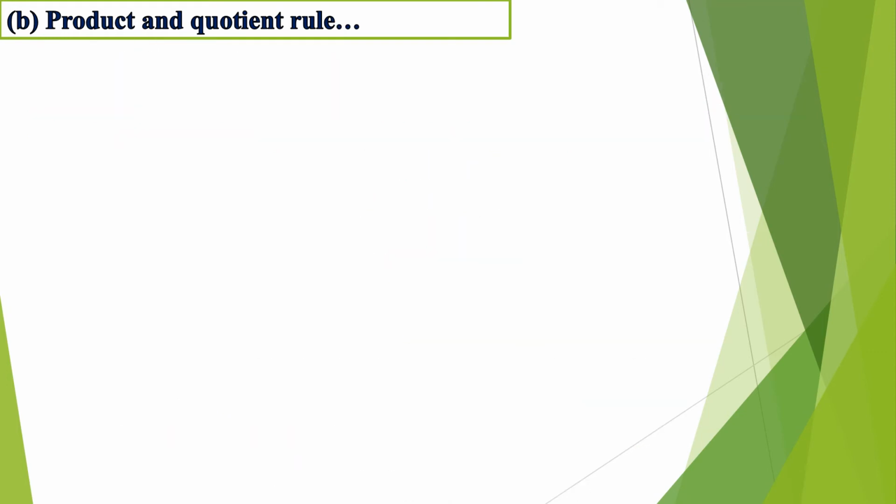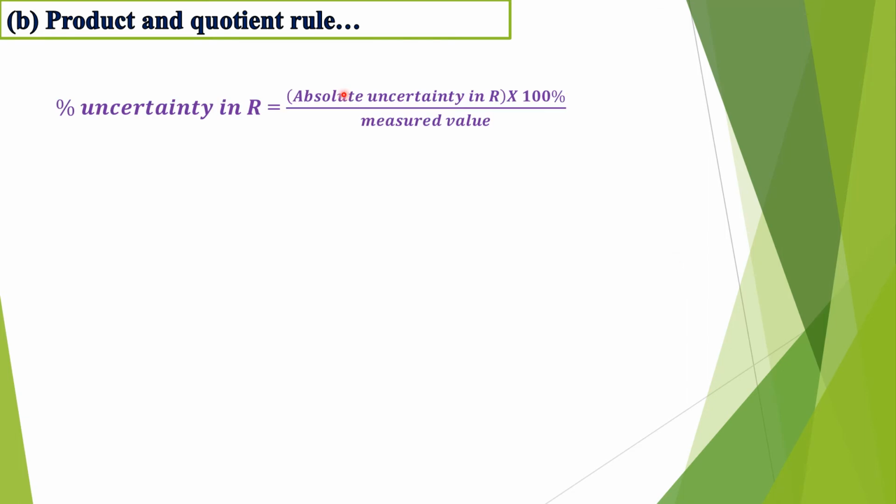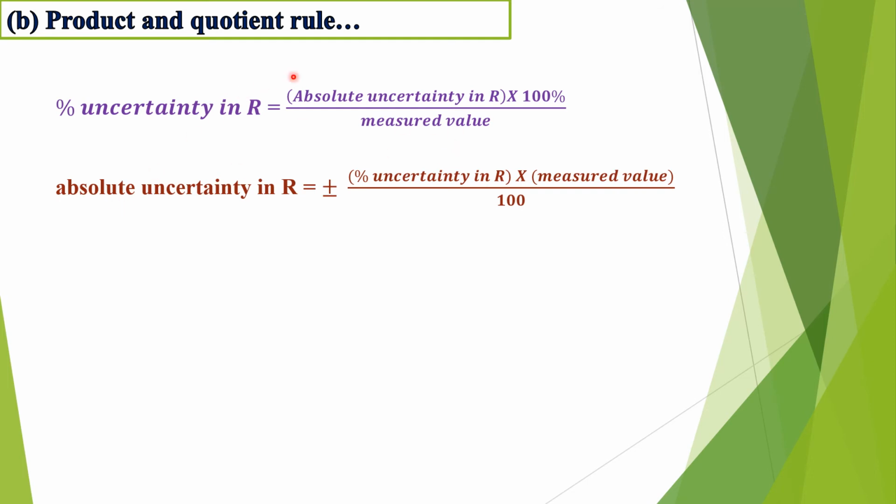Now we know the total percentage uncertainty in R, but for writing the final answer, we need the absolute uncertainty in R. To calculate it, we use the formula: percentage uncertainty in R is equal to absolute uncertainty in R divided by measured value, multiplied by 100%. This is the formula of percentage uncertainty. By rearranging this formula, we get absolute uncertainty in R is equal to plus minus percentage uncertainty in R multiplied by measured value divided by 100.